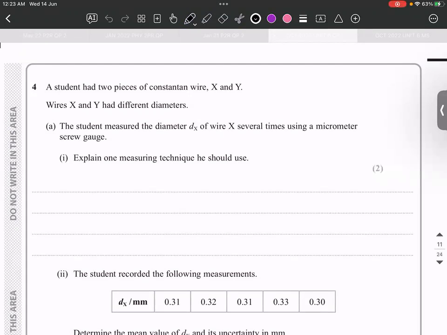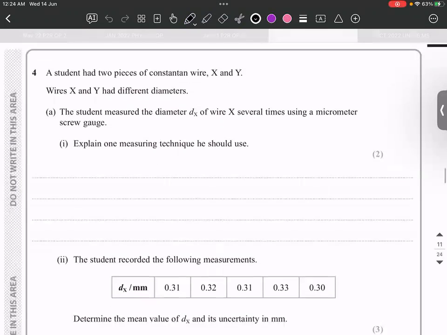A student had two species of constantan wire, X and Y. The wires X and Y had different diameters. The student measured the diameter dx of the wire X several times using a micrometer screw gauge. Explain one measuring technique he should use. So what measuring technique should he use?